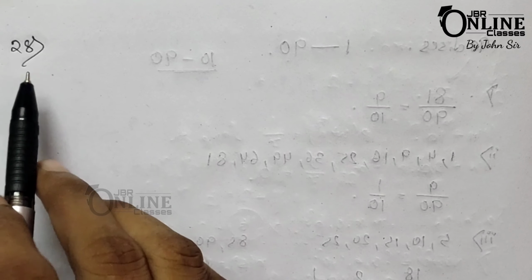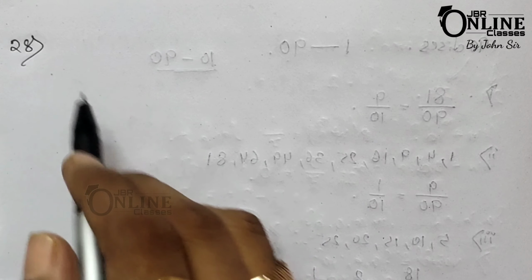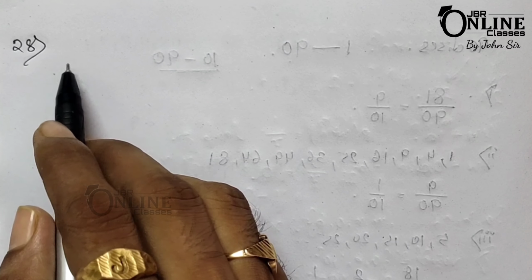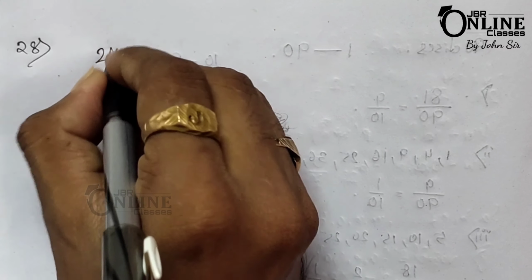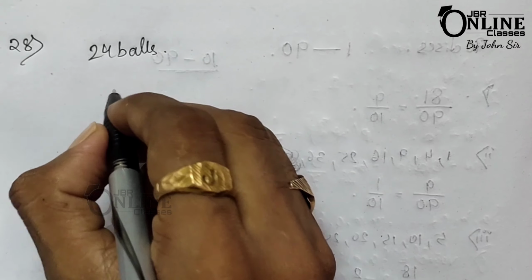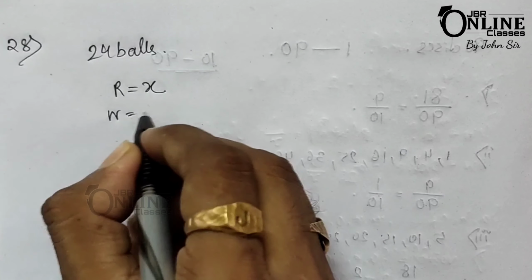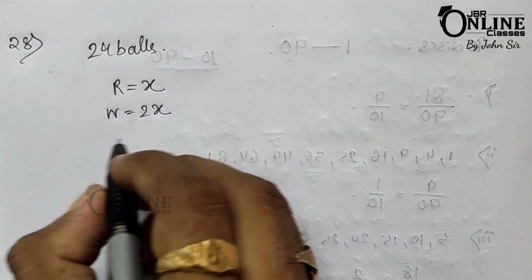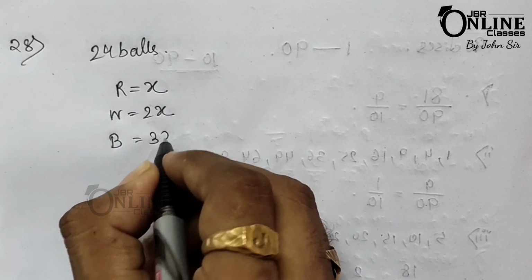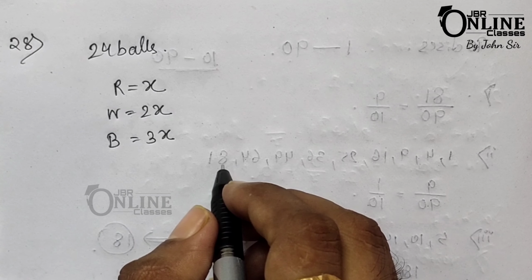Now sum number 27 is the same as sum number 26. In sum number 28, a bag contains 24 balls, of which x are red, 2x are white, and 3x are blue. A ball is selected at random. Find the probability that it is white or not red.